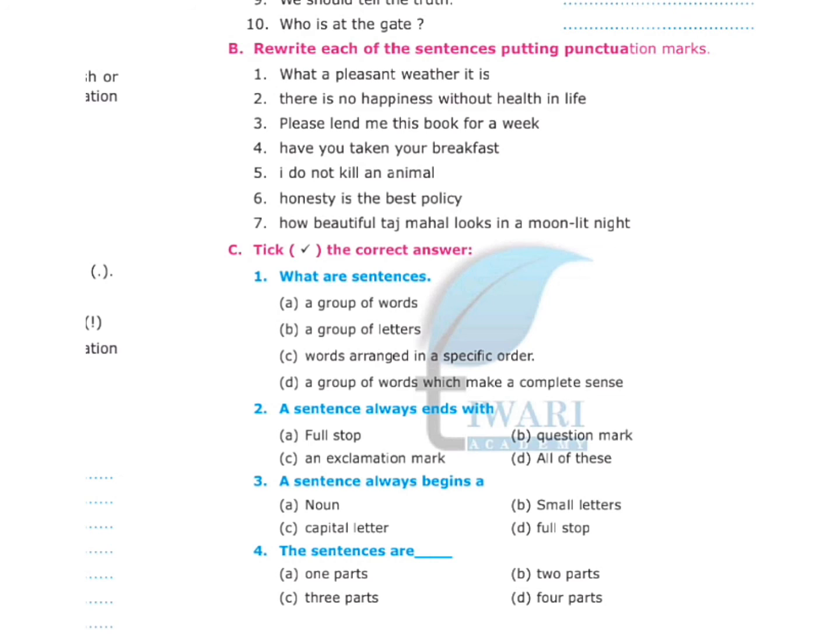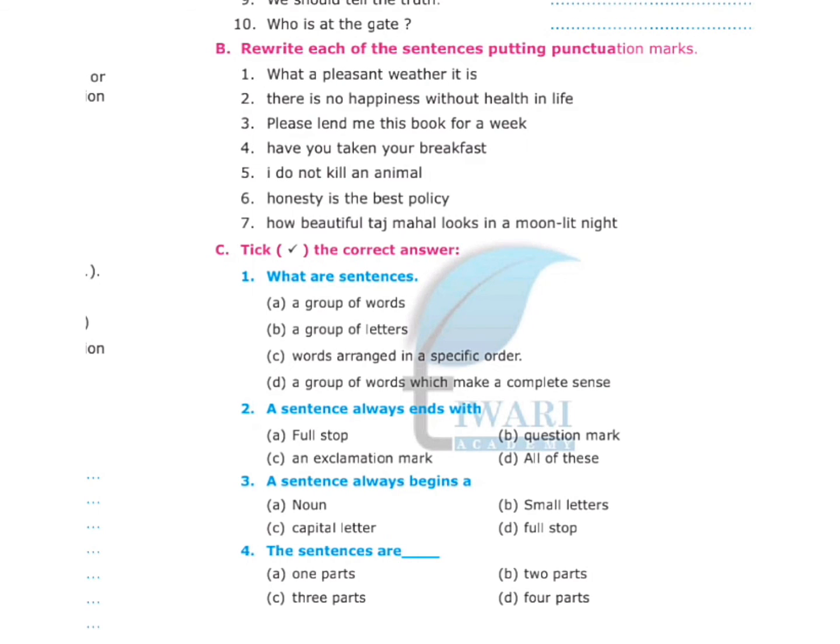What are sentences? A group of letters, words arranged in a specific order, a group of words which make a complete sense. So this one is the correct answer. Okay, a sentence always ends with full stop, exclamation mark, question mark, all of these, right? A sentence always begins with a noun, capital letter, small letter, full stop? So capital letter, right? The sentences are 1 part, 3 parts, 2 parts, 4 parts.